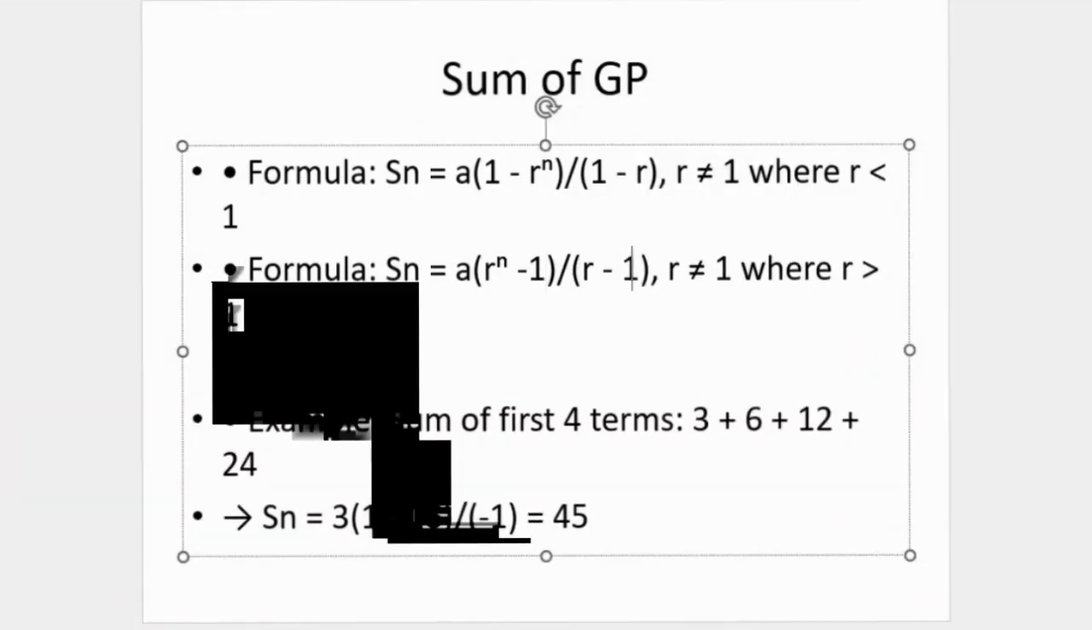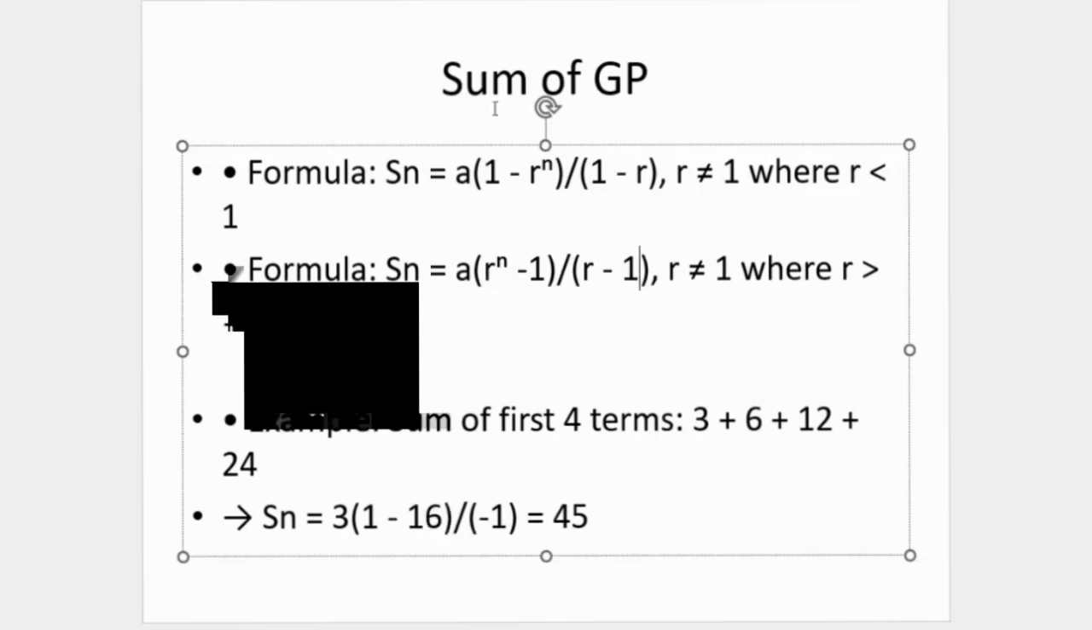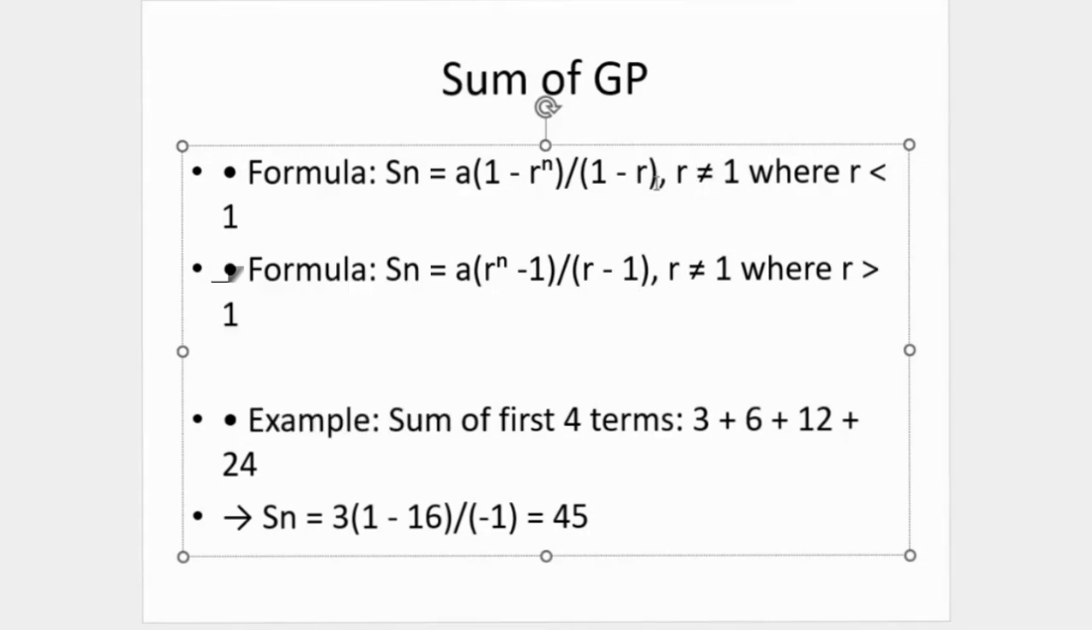Now for the sum of a GP, the formula is as follows: a into 1 minus r to the power n, all over 1 minus r, where r is not equal to 1. This condition is important because the denominator of this formula is 1 minus r. If r were 1 and you put it in here, you have 1 minus 1, which is 0. Now if you're dealing with fractions, we know that if your denominator is 0, then you have an undefined fraction. So we have a set condition for the formula to work.